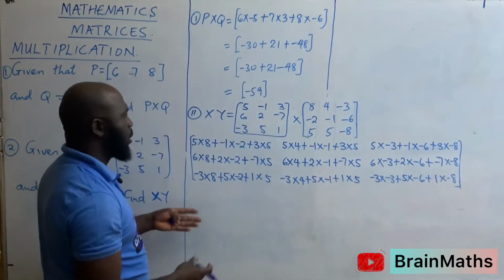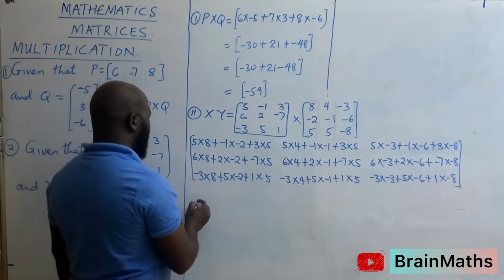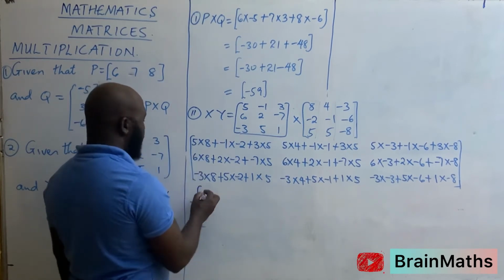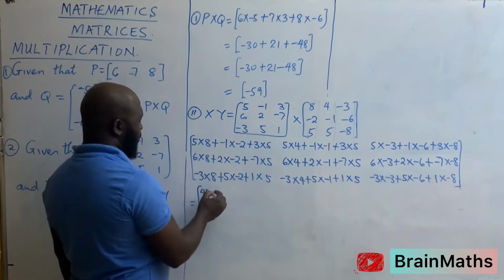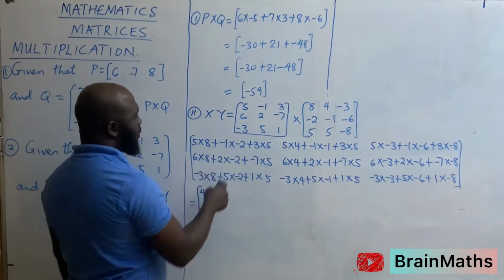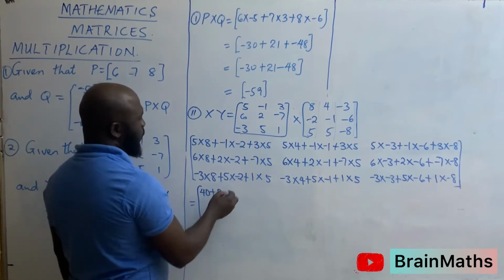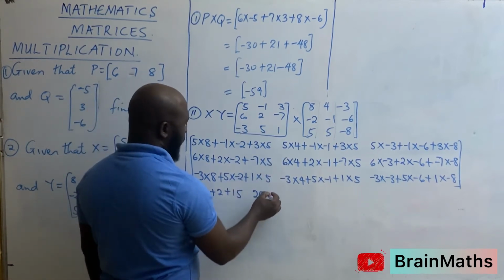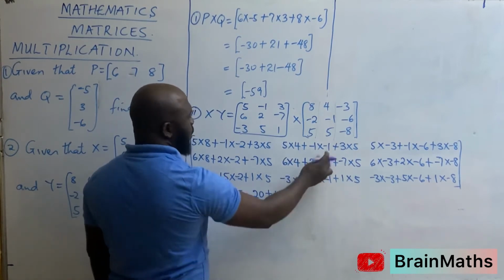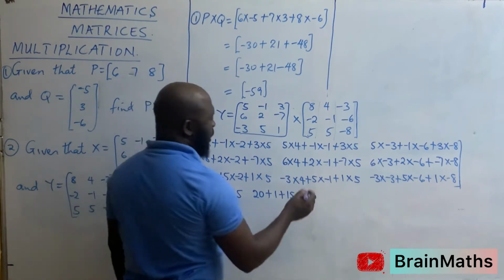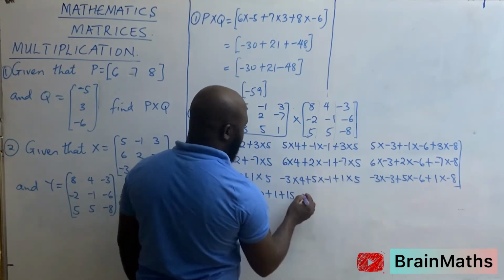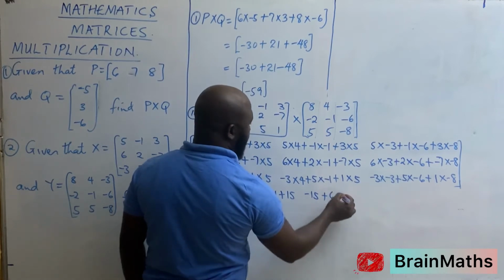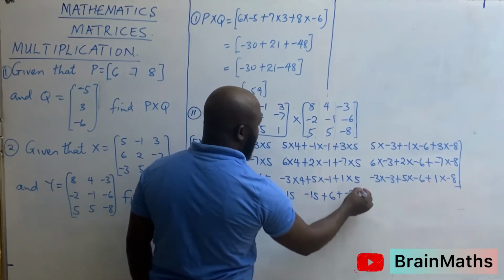So the next thing now is to try to reduce all these additions and multiplications. So let's start with the first one. 5 times 8 will give us 40 plus, don't forget the plus, minus 1 times minus 2. That will give us 2 plus 3 times 5, 15. Then 5 times 4 is 20 plus minus 1 times minus 1, 1 plus 3 times 5, 15. And the last one on that row is 5 times minus 3, which is minus 15 plus minus 1 times minus 6, that is 6, plus 3 times minus 8, that is minus 24.